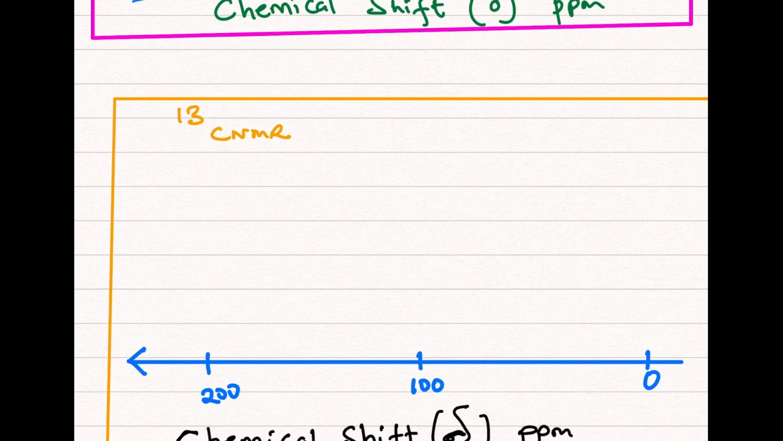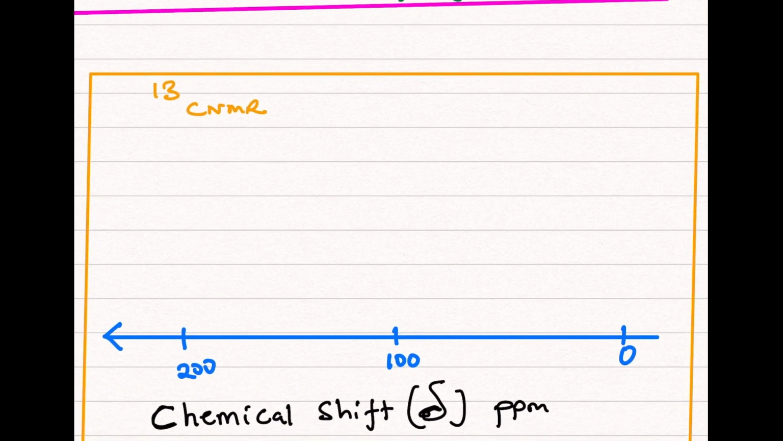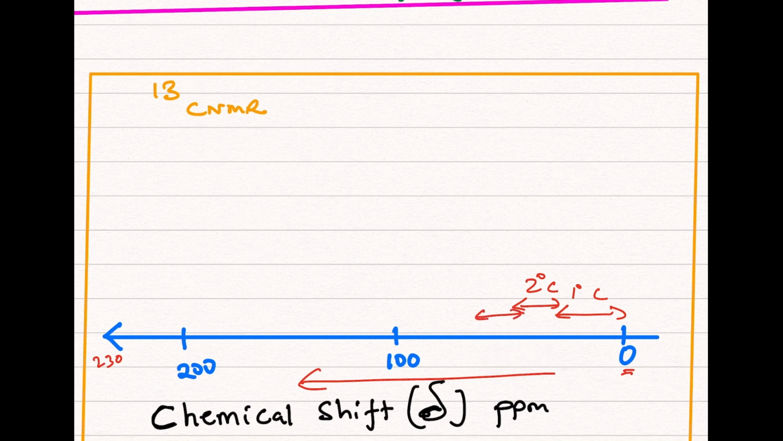Okay, next we go to carbon-13 NMR. It starts from 0 ppm, increasing to the left to about 230 ppm. Between 0 and 20 ppm, you have primary carbons. So those are basically alkanes. That's a carbon that's connected to only one other carbon. And then around 20 to 30, you have secondary carbons. And then from around 25 to 35, you have tertiary carbons. Around 35 to 40, you have quaternary carbons.